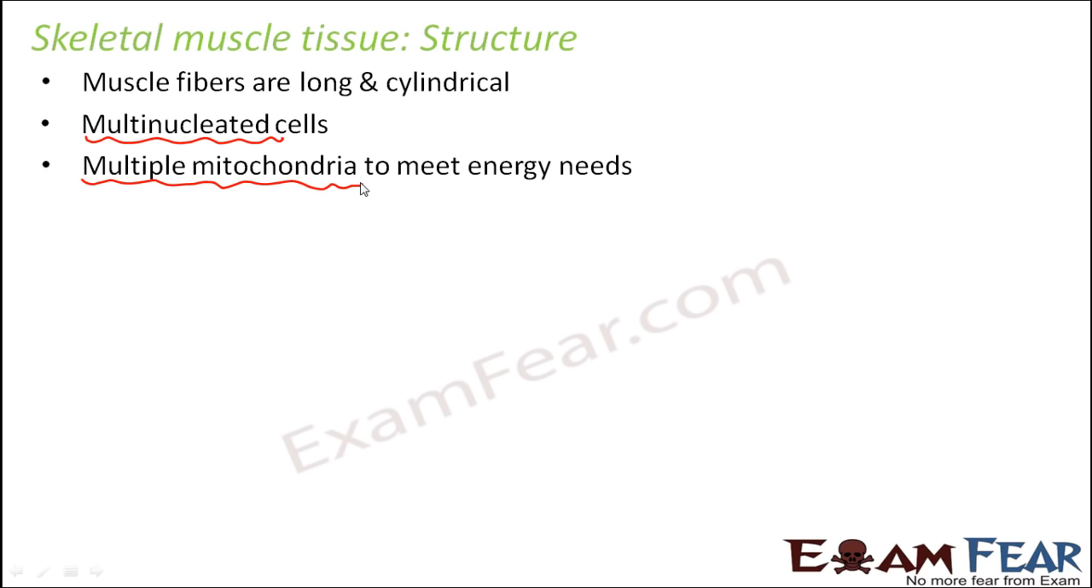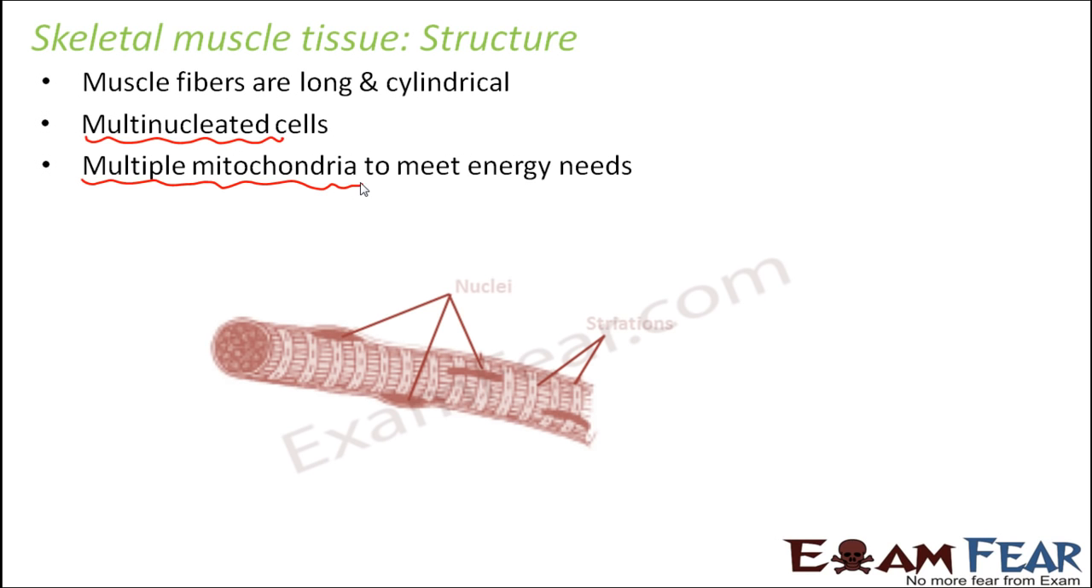Now for skeletal muscle tissue, they do all types of movement activities. So they need a lot of energy, and that is why they have multiple mitochondria to meet their energy needs. So this is how a skeletal muscle fiber will look. When you talk about a skeletal muscle tissue, this is how the tissue would be, and inside the tissue you will have many muscle fibers.